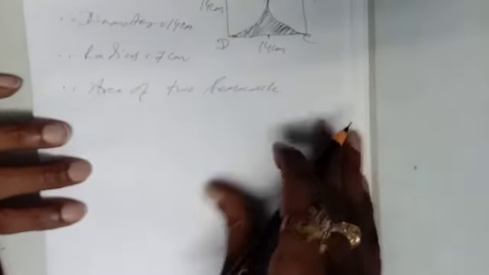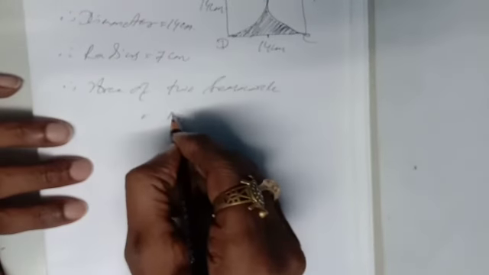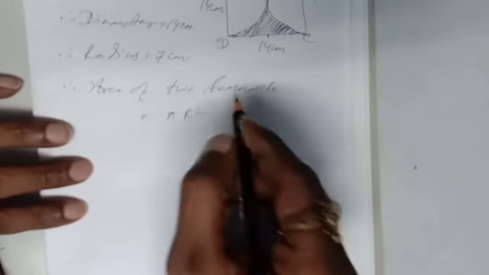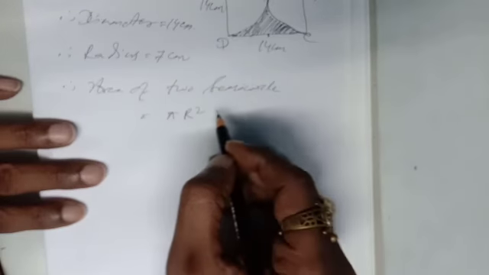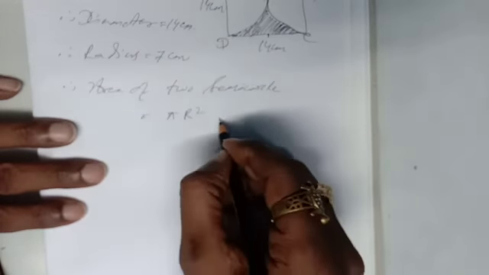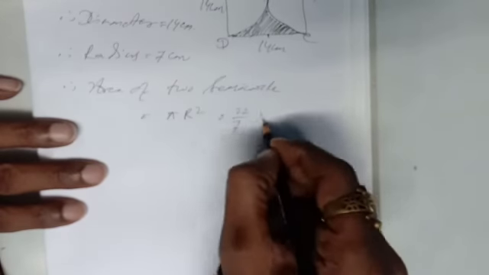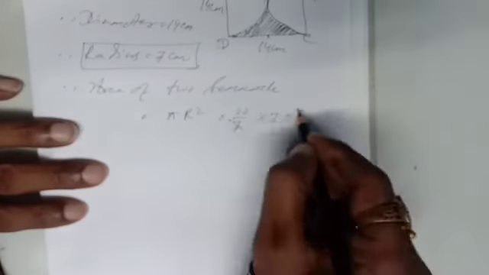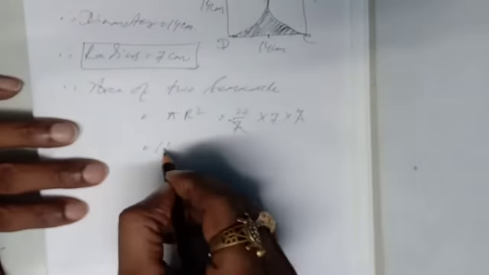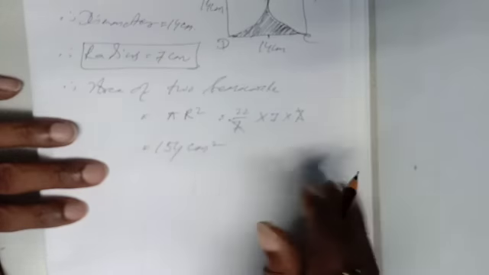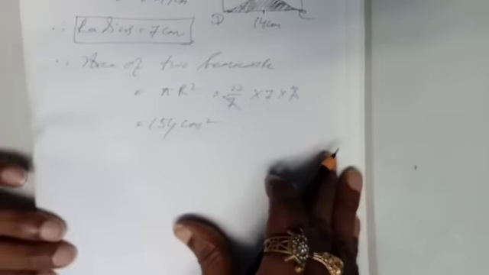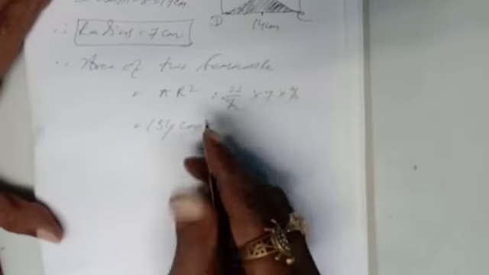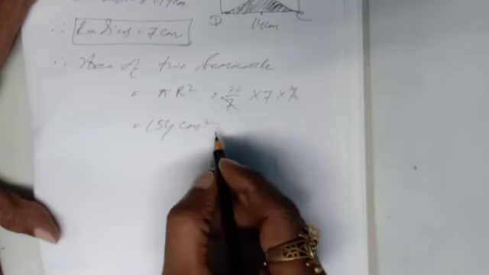that is equal to area of circle, which is pi r square. Two semicircles will give you the area of a circle, that is pi r square. Pi means 22 by 7. Radius, how much you got? Radius equal to 7 centimeter. 7 into 7, because square is given. 7 cancel, 22 into 7 is 154 centimeter square. Area of two semicircles is 154 centimeter square.